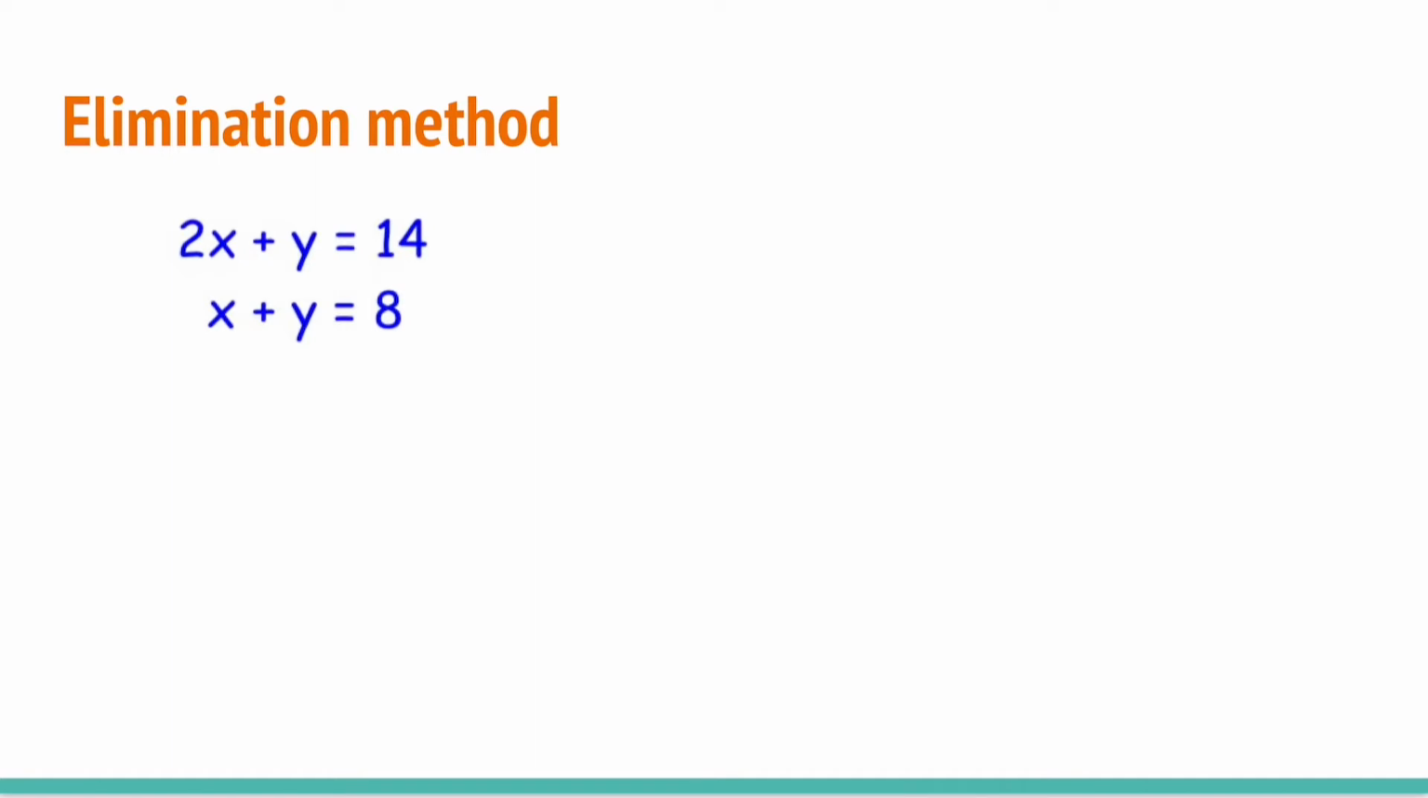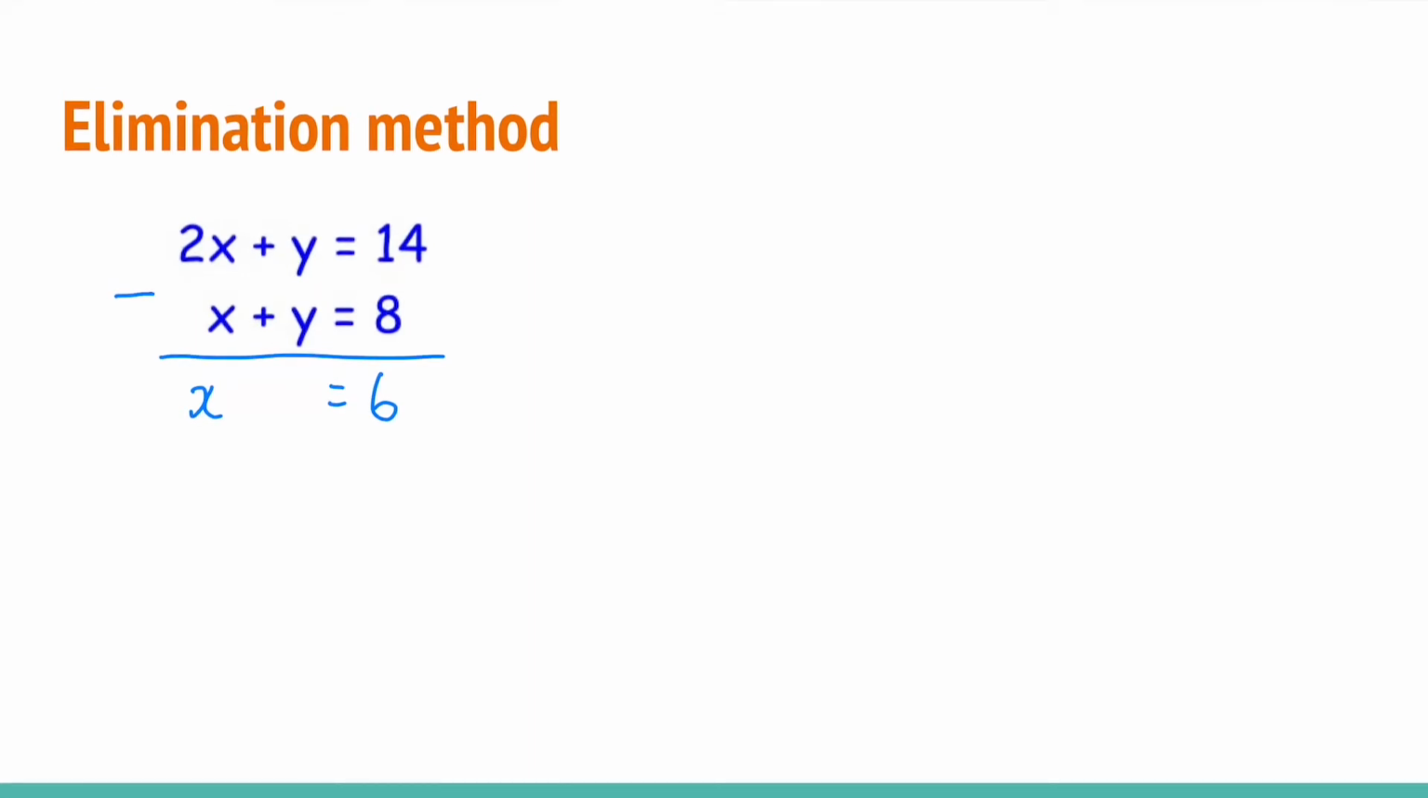So for example, I might want to subtract these 2 equations, because if I subtract them, I have 2x minus x, and that gives me 1x. And then I have y minus y, so that gives me 0. And then 14 minus 8, which gives me 6. So overall, x is equal to 6. So I've already managed to find one of my variables. So this is why we call it elimination, because I've got rid of my y value.